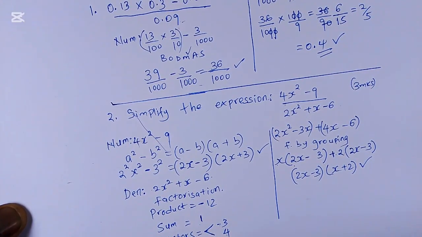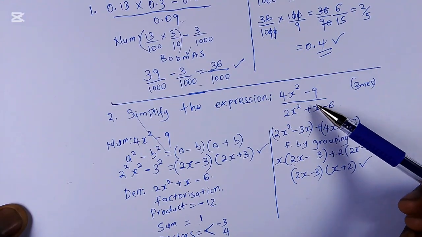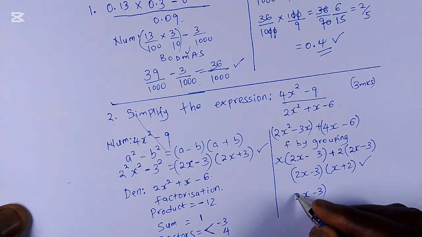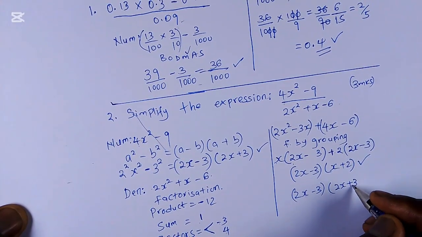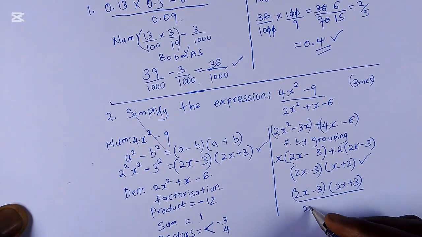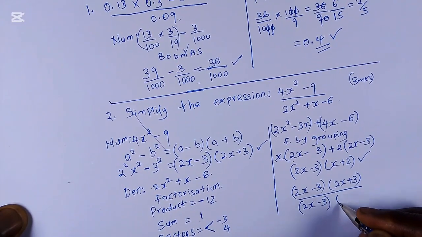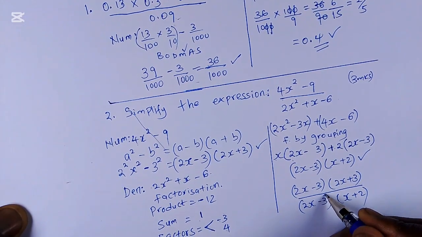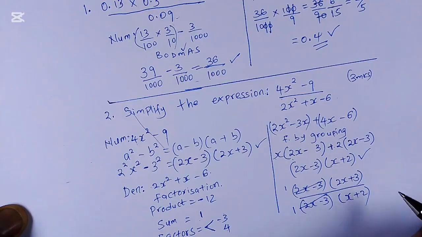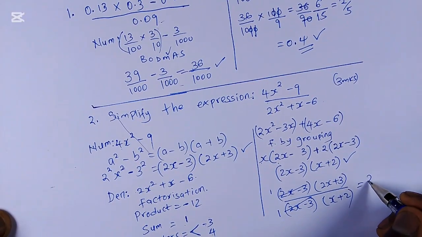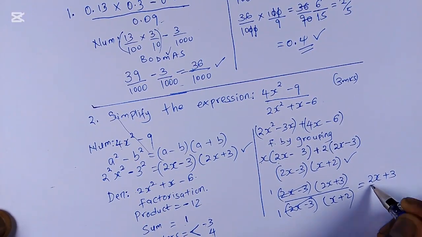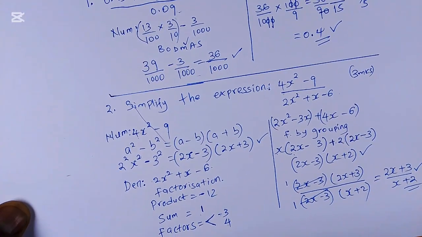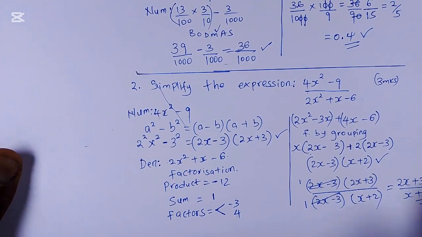So for us to complete our question, we now need to simplify the numerator and the denominator. So our numerator is 2x minus 3, 2x plus 3 over 2x minus 3 and x plus 2. And having that, we will simplify 2x minus 3 with 2x minus 3, and we will be left with 2x plus 3 over x plus 2. And by having that, we are done with the second solution.